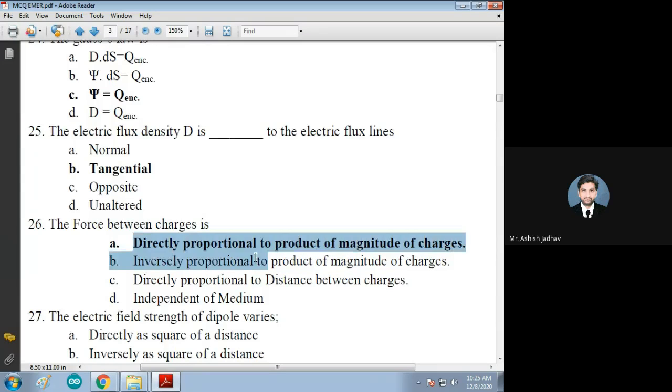It is directly proportional. त्यानंतर it is directly proportional to distance. नाही, it is inversely proportional to distance असतं. It is independent of medium. रॉंग. It depends upon the medium. It depends upon mu naught. म्हणून पहिला आन्सर करेक्ट आहे. It is directly proportional to the product of the magnitude of the charges.